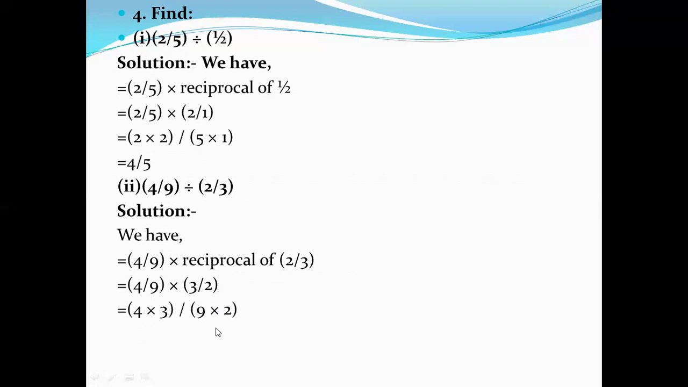Okay children, so here you see. The numerator I multiplied, divided by 9 into 2. 2 1s are 2, 2 2s are 4. So 2 will be here. 3 1s are 3, 3 3s are 9. So 3 1s are 3, 3 3s are 9. So what will be left? 3. So 2 1s are 2 divided by 3 1s are 3. So what is the answer? 2 by 3.